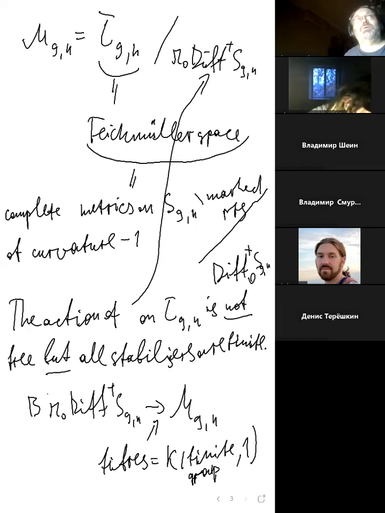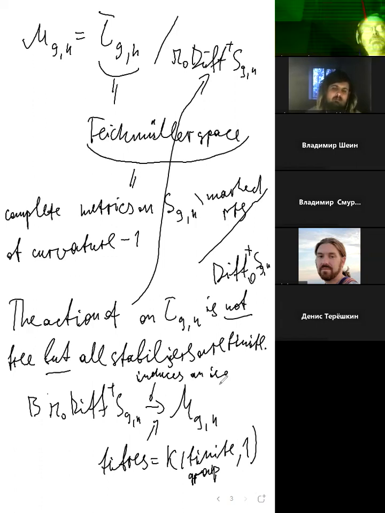Okay, so we have a map from the classifying space to MGN, and the fibers are not contractible, but they are classifying spaces of finite groups, the stabilizers, and this indicates that the map induces an isomorphism of the rational homology or cohomology groups.